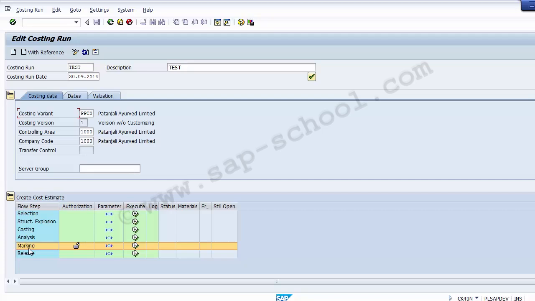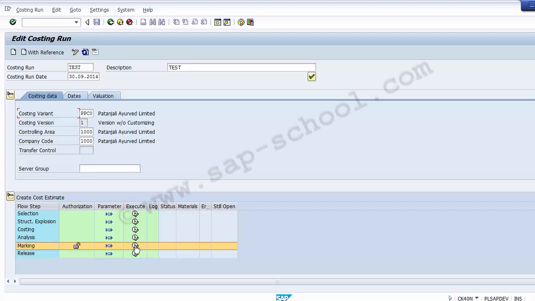Once marked in this step, cost appears as a planned standard cost estimate in the material master. After unlocking this over here, you have to execute in the next part, and once you execute, you release the costing results.